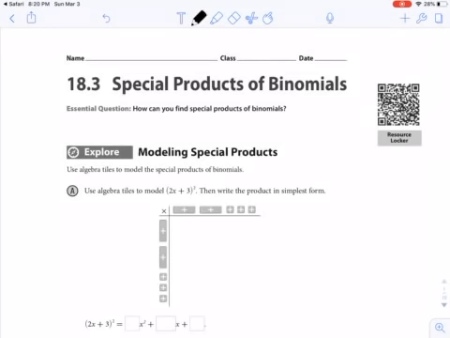Okay guys, so today we're going to be looking at 18.3 special products of binomials, okay? And so the first thing that I want us to recognize is the essential question, okay? How can you find special products of binomials? So as we go through this, keep in mind, how can we find special products of binomials, okay?